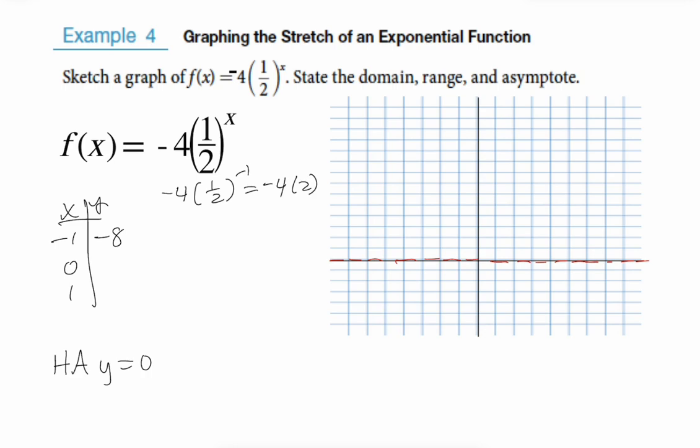Now let's plug in 0. Negative 4 times 1/2 to the 0. Anything to the 0 power, including a fraction, is always 1. So negative 4 times 1 is negative 4.